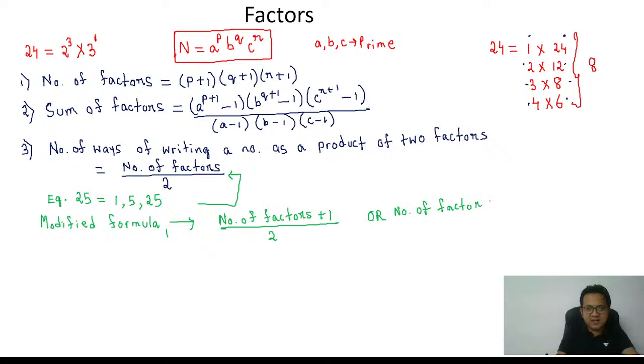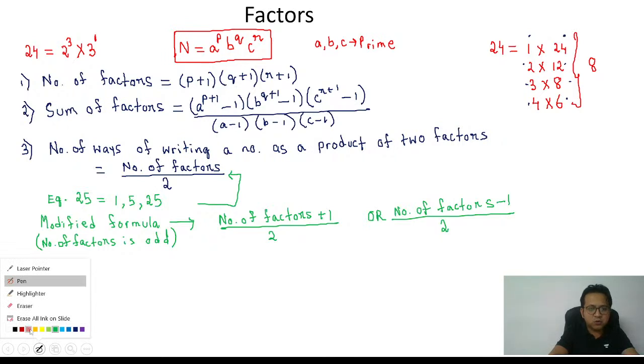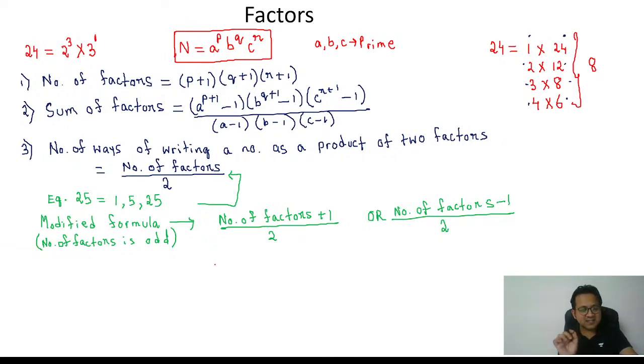Number of factors minus 1 divided by 2. When should you apply the modified formula? The modified formula should be applied if the number of factors is odd. Now the question some of you might have is, sir, which one to apply, plus 1 or minus 1? It depends on what is asked in the question. If the question asks for the number of ways of writing a number as a product of two distinct factors, if they use the word distinct, then you apply the first formula. If they do not use the word distinct, you apply the second formula.